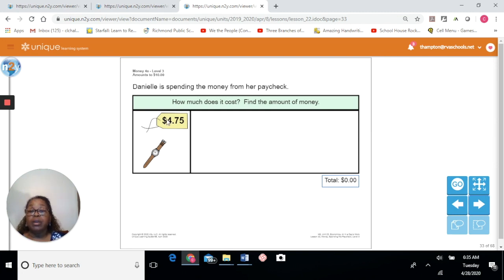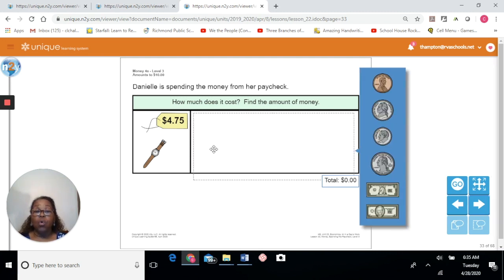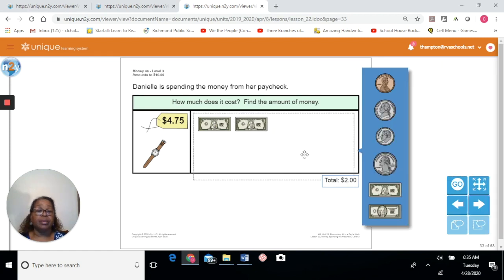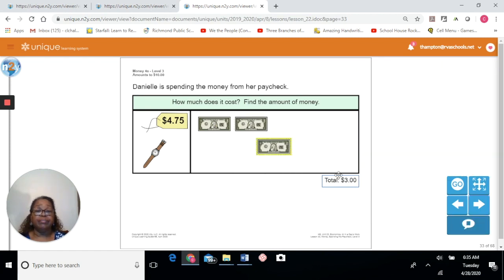Let's see how we're going to think through to get the answer. We want to start with the whole dollars first. How many whole dollars do we have? 4. Excellent. So let's put $4. We're not going to use coins. Thank you for saying that, because these are whole dollars. You get an A for that. 1, 2, 3, 4. Excellent. So we have our $4.